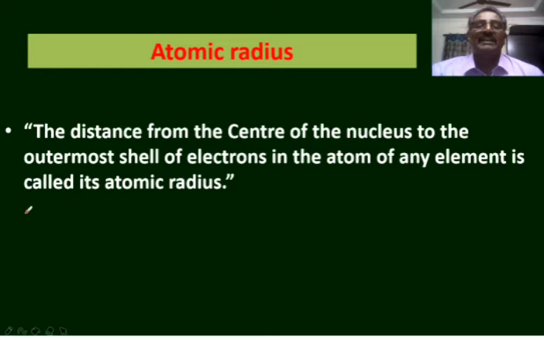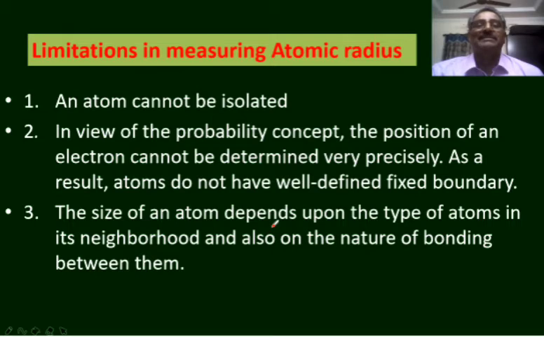So how is the atomic radius of an element defined? The distance between the center of the nucleus and the electron present in the outermost shell of the atom can be defined as the atomic radius. But there are some limitations in measuring the atomic radius. What are the limitations in measuring the atomic radius?